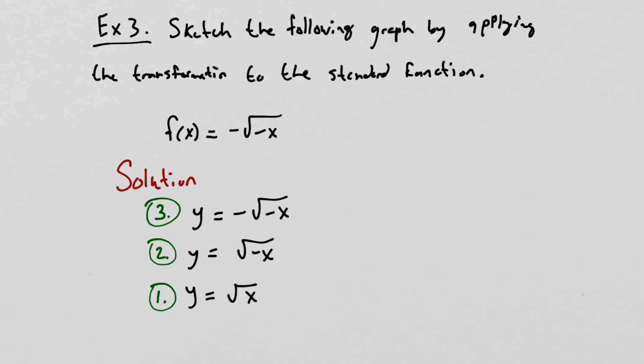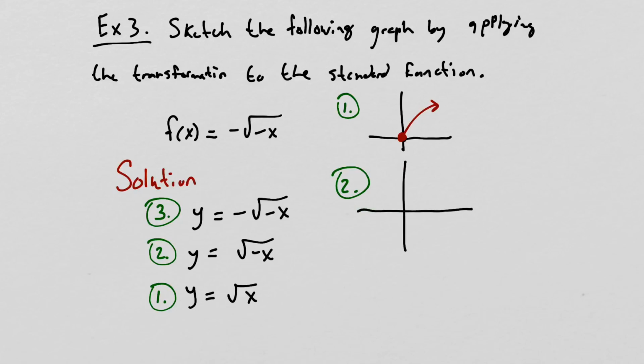So I'll just draw this on one page. So number 1, again, we're going to have the graph of the square root of x. It's going to look something like this. And for number 2, we're reflecting this graph across the y-axis. So this is going to look something like this. And then finally, in step number 3, we're going to be reflecting our graph across the x-axis. And we're left with something like this.